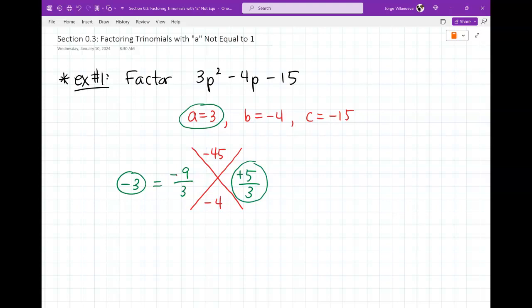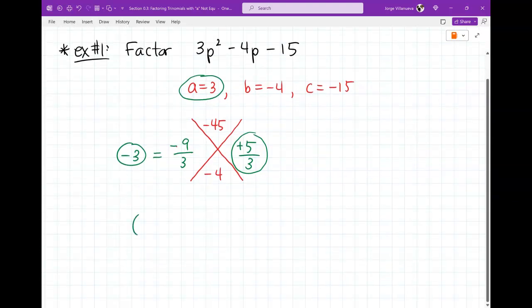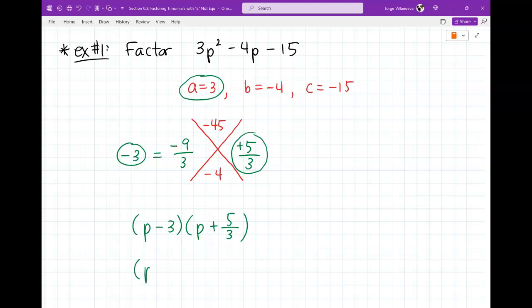So now that I have those two things done, I'm going to go ahead and write out my answer. It's going to be p minus 3, p plus 5/3. And then no fractions allowed, right? So get that 3 from the 5/3 and move it into the front of that p. So it's going to look like this: p minus 3 and 3p plus 5. And this is going to be your solution.